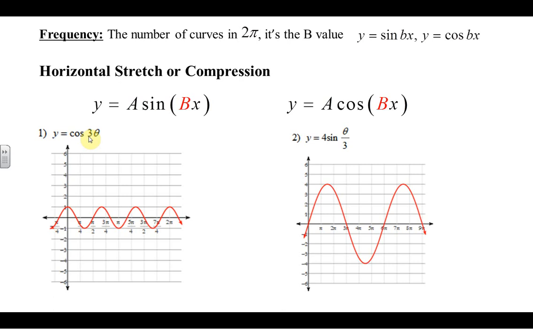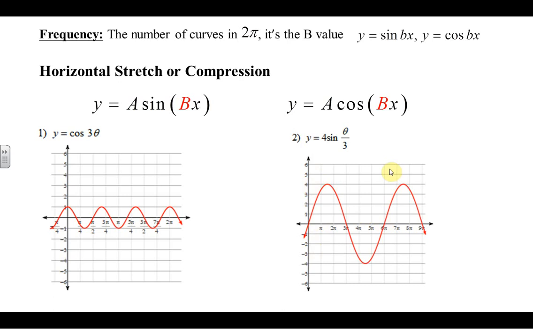And now again, this would be a horizontal compression. So you see on the next example, our value is 1/3. So how many are you going to see in 2 pi? A third of the graph, a third of a cycle. And then your amplitude was 4 here, so it's also going up and down to 4.